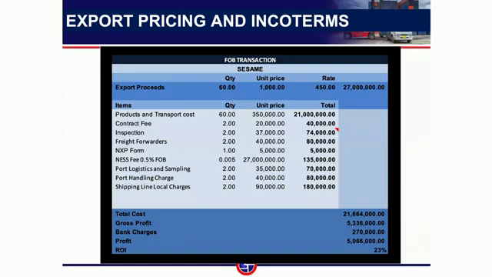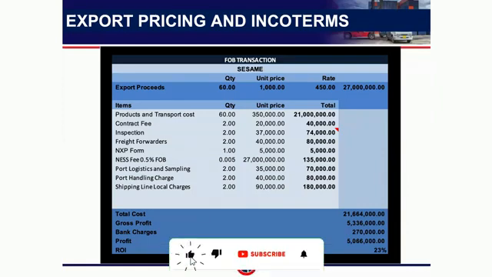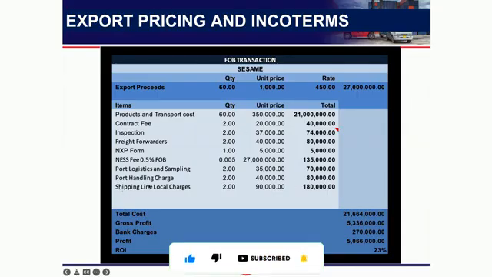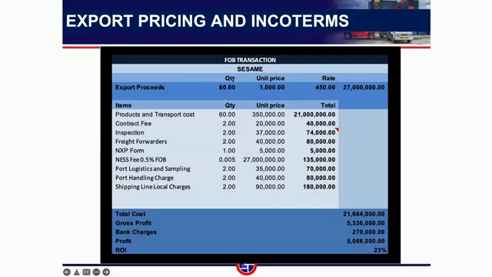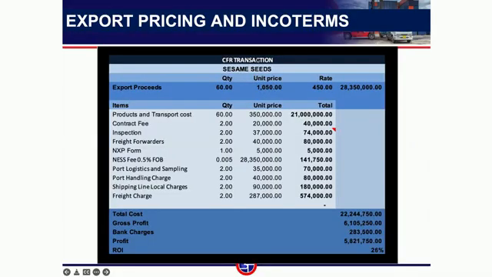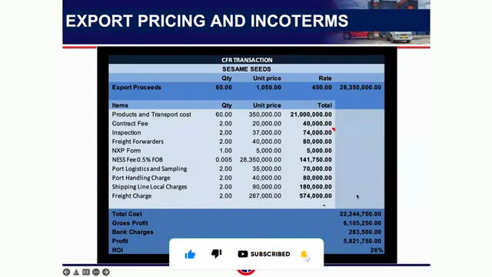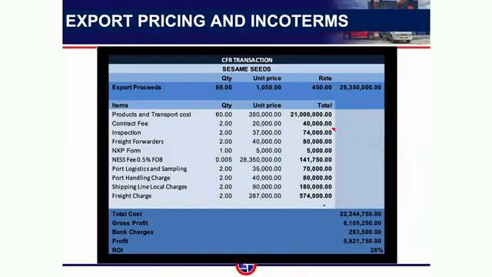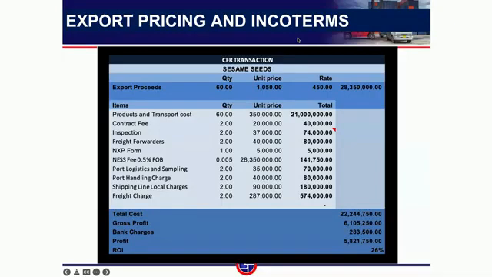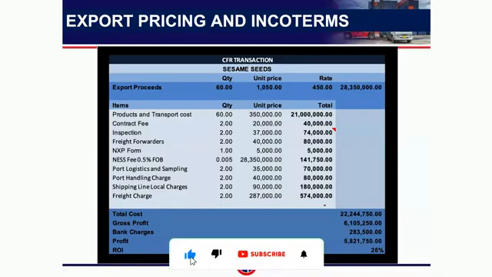This is a sesame seed export. The unit price is $1,000. The last cost there is shipping line local charges, and the transaction is an FOB transaction. Look at the next one. The next one is a CFR transaction. Do you notice the price has moved from $1,000 to $1,050 because there is a freight charge here? So can you see now that by moving from FOB to CFR, our price has to change because Incoterms affect pricing.